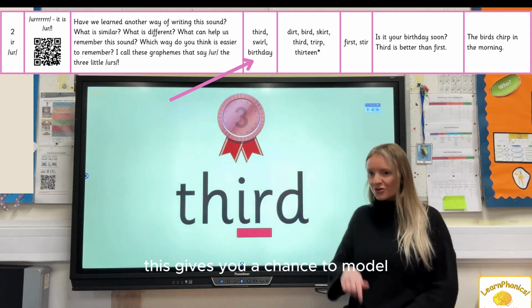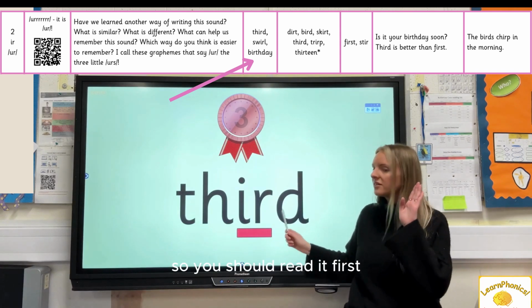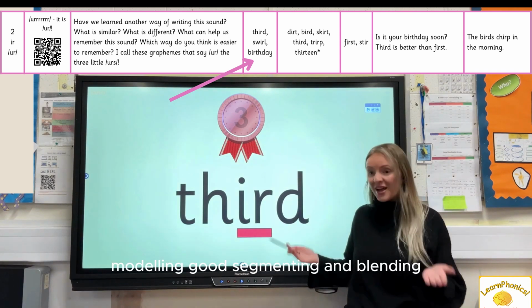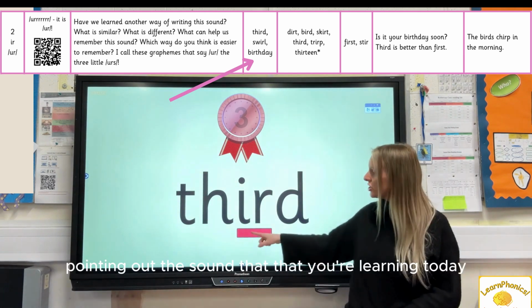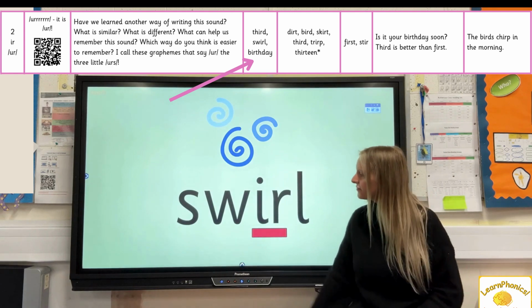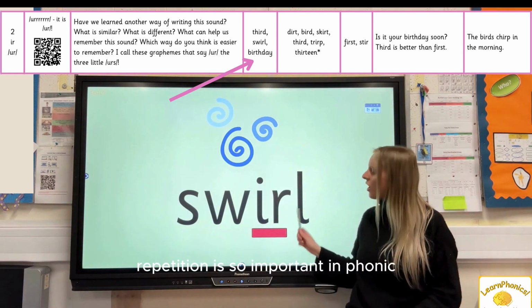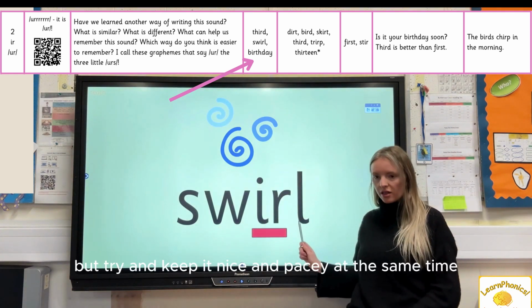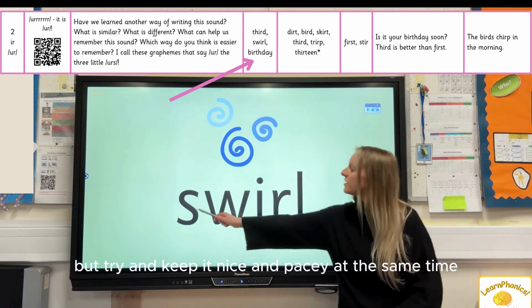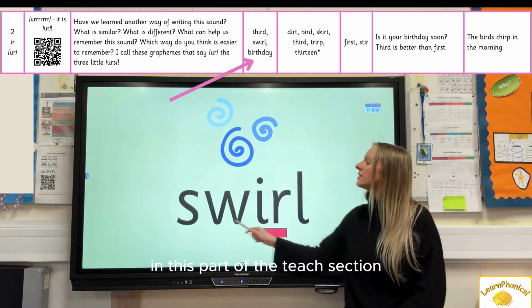This gives you a chance to model reading words with the GPC of the day. So you should read it first, modelling good segmenting and blending, pointing out the sound that you're learning today. Then ask the children to repeat, then repeat all together again. Repetition is so important in phonics, so keep repeating, but try and keep it nice and pacey at the same time. There are 3 words altogether to read in this part of the teach section.